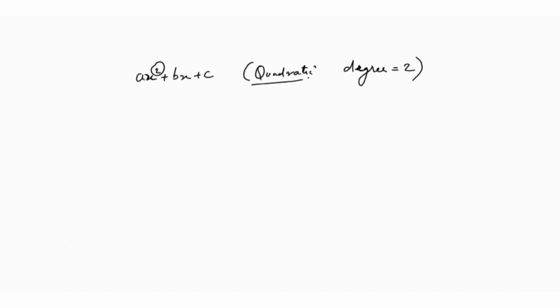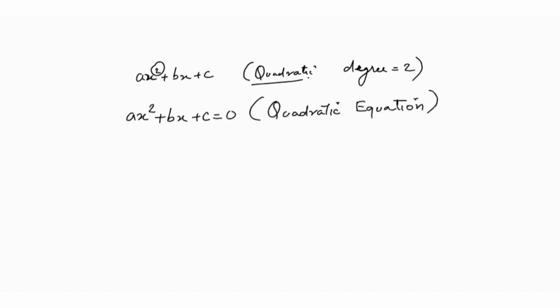But suppose I equate this, ax square plus bx plus c is equal to 0, this becomes a quadratic equation. Okay, now why has it become an equation? Because we equated this with 0. Did you get this? Did you understand this? It was easy, nothing so difficult.